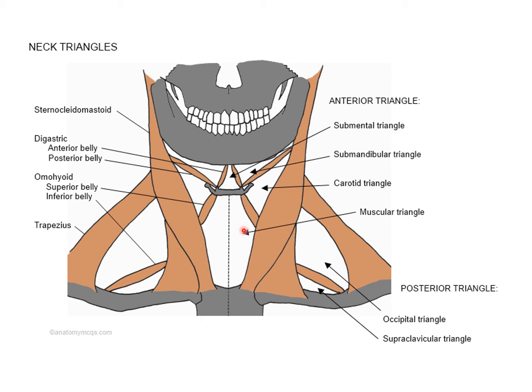And then finally you have the muscular triangle, which is located along the lower part of the anterior border of the sternomastoid muscle, and further superiorly you have the superior belly of the omohyoid muscle, and the muscular triangle merges with its counterpart on the opposite side. Then you have the posterior triangle of the neck bounded by the posterior border of the sternomastoid muscle anteriorly and the trapezius muscle posteriorly. It has two components: the occipital triangle between the trapezius muscle and the inferior belly of the omohyoid muscle. And finally you have the supraclavicular triangle between the clavicle and the inferior belly of the omohyoid muscle.